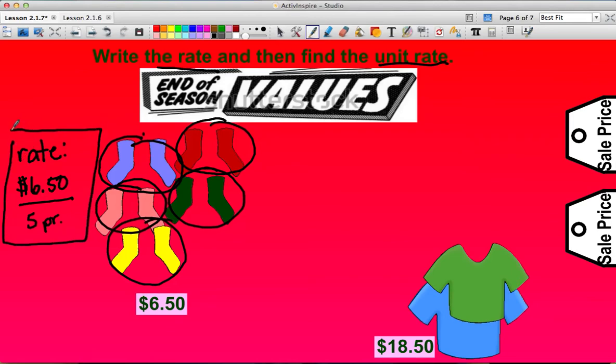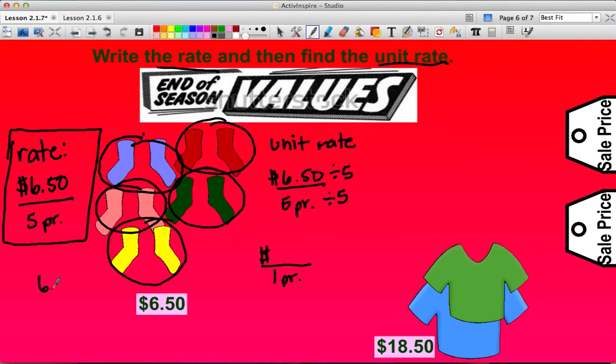Now I want to find the unit rate. So I want to know what I'm paying per pair. So over here, I'm going to use my rate. So we always have to find a rate. But then I know that I'm going to have to do some simplifying. And I know that since this is 5 and I want to get it to 1, then I'm going to have to divide the top and the bottom by 5. I know 5 divided by 5 is 1. So we got our denominator to 1, which is good.